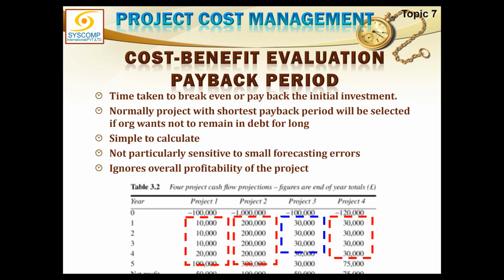Project 3, you invested 100,000, you recovered 90,000 in the first 3 years, and by 1/3 of the next year you would have recovered the total amount. That means it was 3.33 years. Project 4 exactly takes 4 years for the recovery. So from the payback period, project 3 is the best option, then project 4, then project 1, and last is project 2.